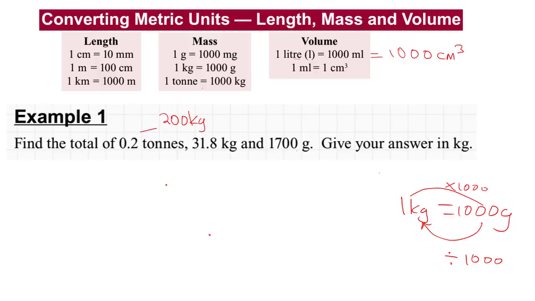Okay. So I've got 1,700. If you divide it by 1,000, the decimal point moves back 3 places because you've got 3 zeros. So it's going to go there. Okay. So the answer to this is going to be 1.700 kilograms. These zeros at the end, you don't need them. If you have a decimal point in front, you can ignore them. So now what you need to do is to add 200 to that 31.8 to 1.7. You just need to add them now, and that's going to be your answer.